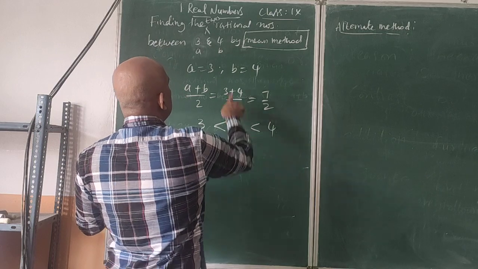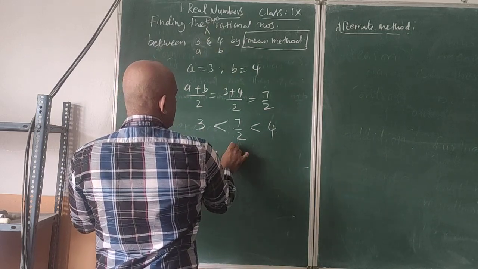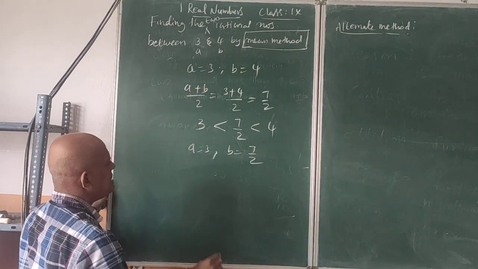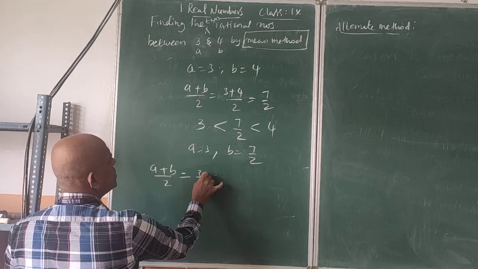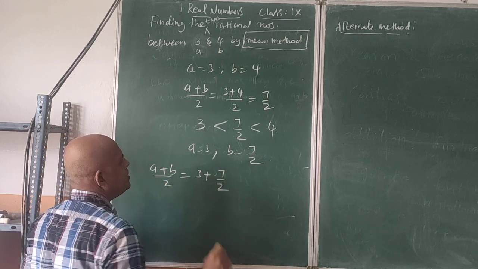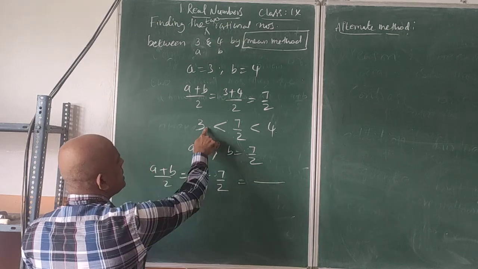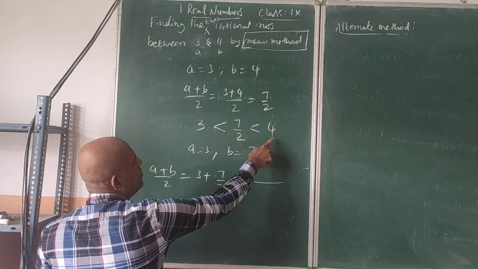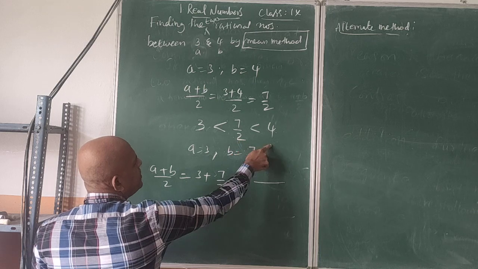So here we got one number, but they asked for two numbers. Now we consider A as 3 and B as 7 by 2. So (A plus B) by 2 is equal to (3 plus 7 by 2) by 2. Or we can find a rational number between 7 by 2 and 4, taking 7 by 2 as A and B equal to 4. Then we write the answer between those two numbers.